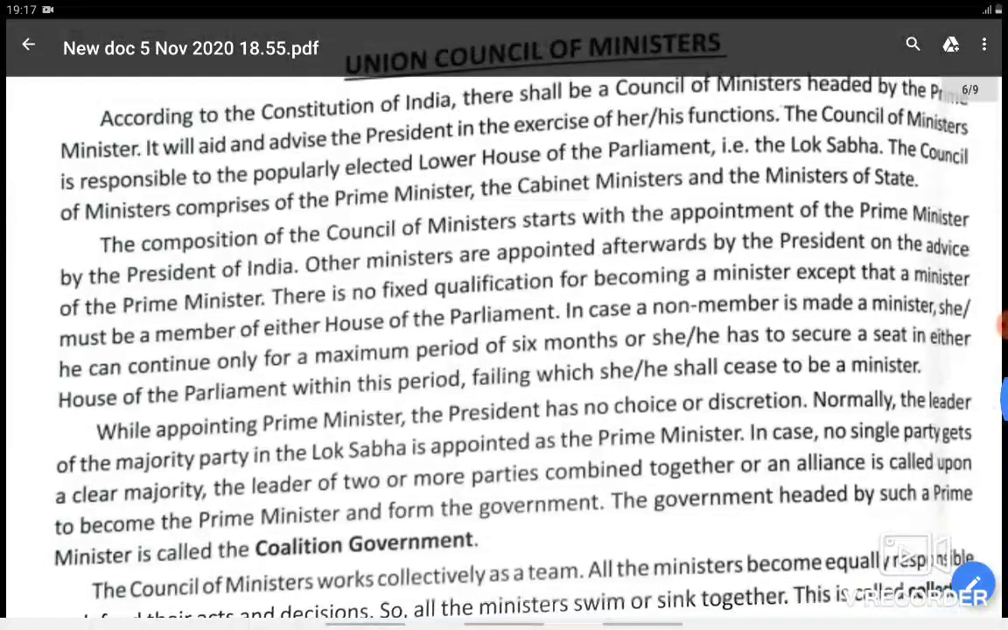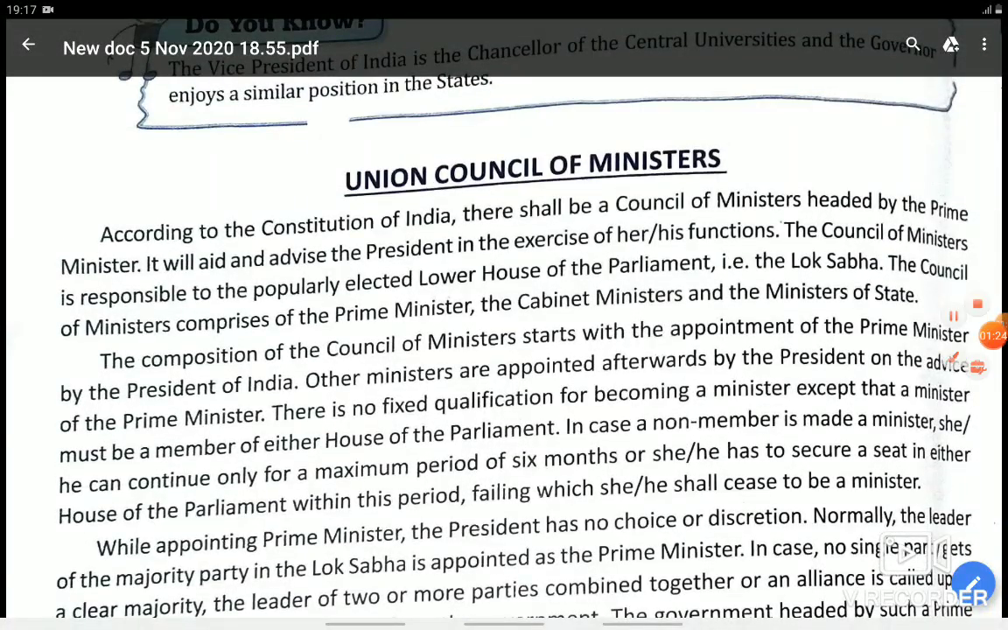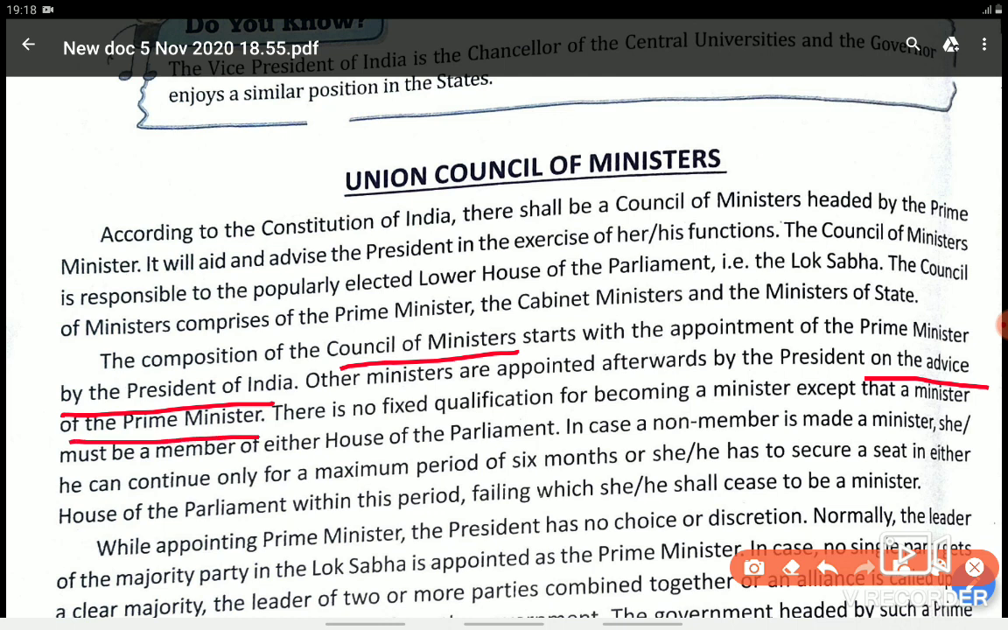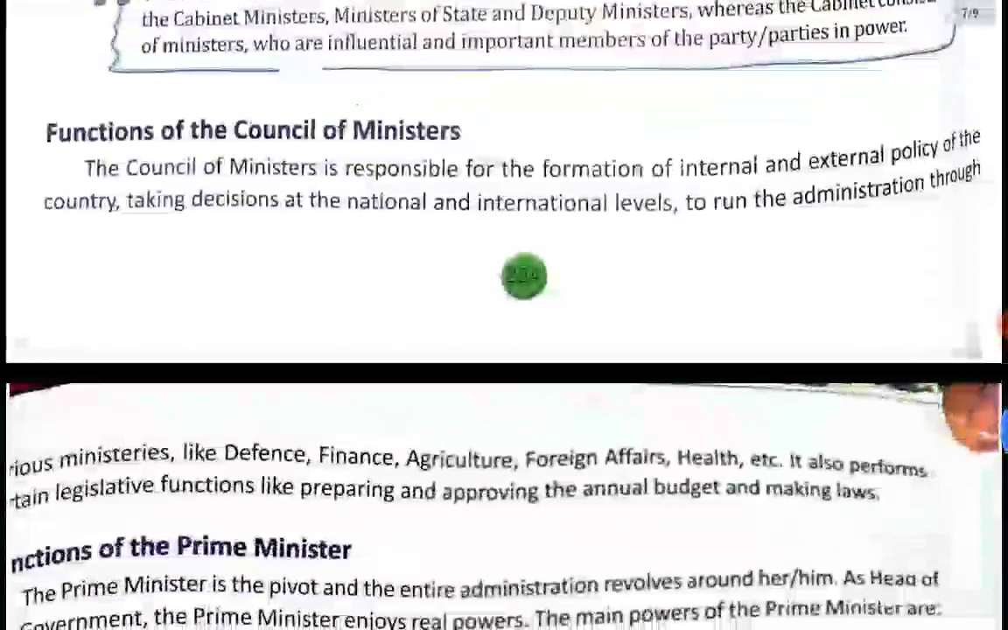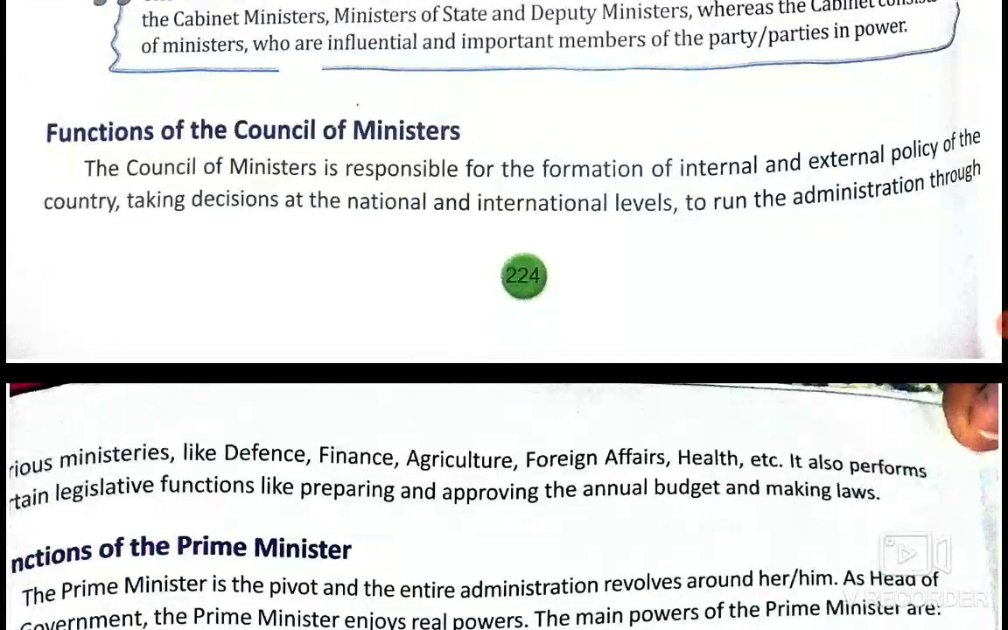Let me show you. Here it is. The Council of Ministers is appointed by the President of India on the advice of the Prime Minister, right? The next part is explain its main functions. The main functions, here it is, functions of the Council of Ministers.